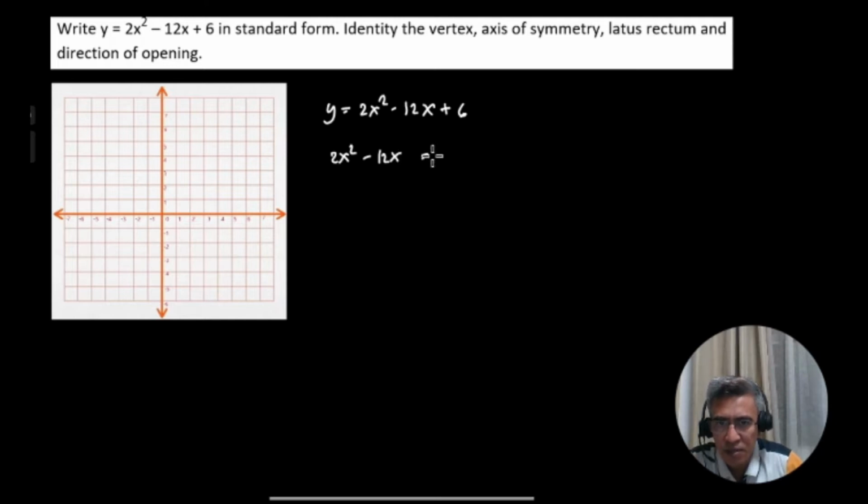2x squared minus 12x is equal to y, and transpose 6 to the other side, that's negative 6. We divide by 2, and this is 1/2, and this will be x squared minus 6x, and we put a space, is equal to 1/2 of y minus 6 over 2, or 3.